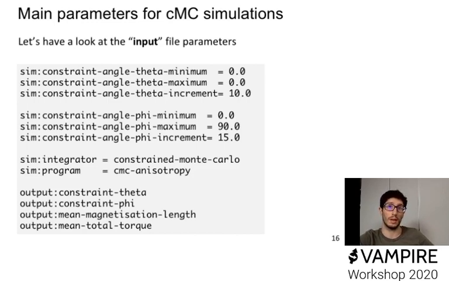And the program, so the type of simulation, is CMC-anisotropy, which is a simulation that allows you to vary the temperature, and also, as shown here in the parameters, vary the constraint angle, both the polar and azimuthal one. And then in the output, specifically for this case, we want to output the constraint angle theta, the constraint angle phi, the mean total torque, and it can be useful anyway to usually have the magnetization length.